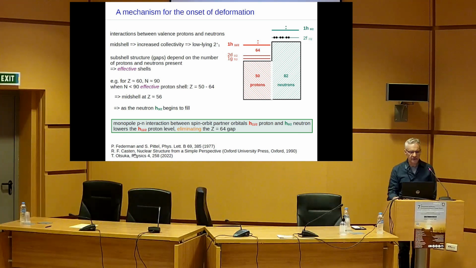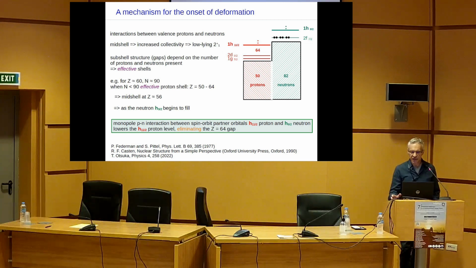So the key point of this proposed mechanism is the interactions between valence protons and neutrons. Another key point is that mid-shell is an area of maximum collectivity and hence deformation, and also of lowest lying 2+ states. But the question is now, where is the mid-shell?